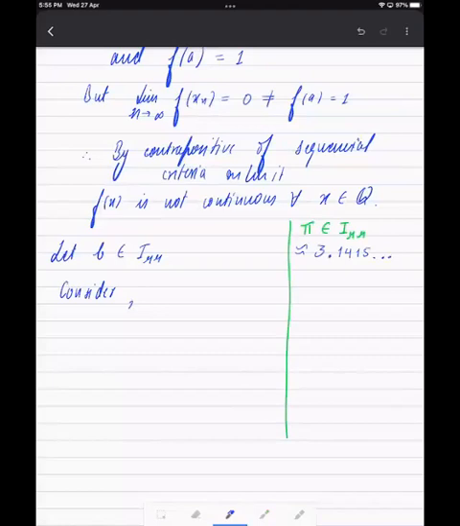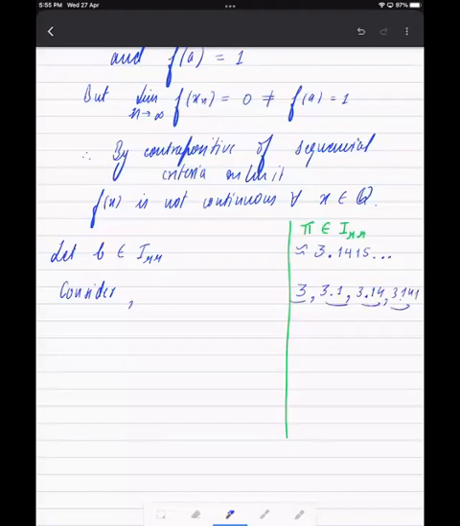See, what I'm trying to generate is a sequence whose first element would be 1. Next number would be 3.1. Next number would be 3.14. Next number would be 3.141. These all are rational.